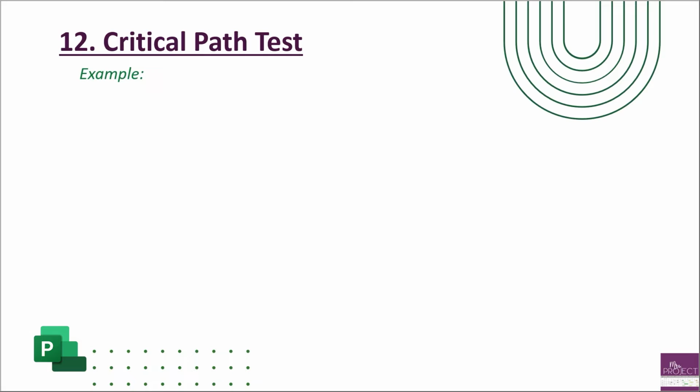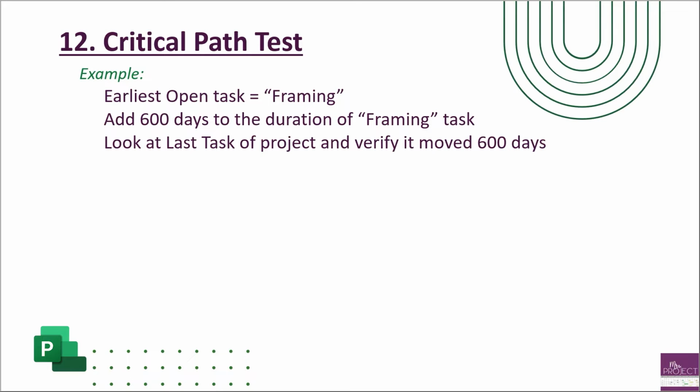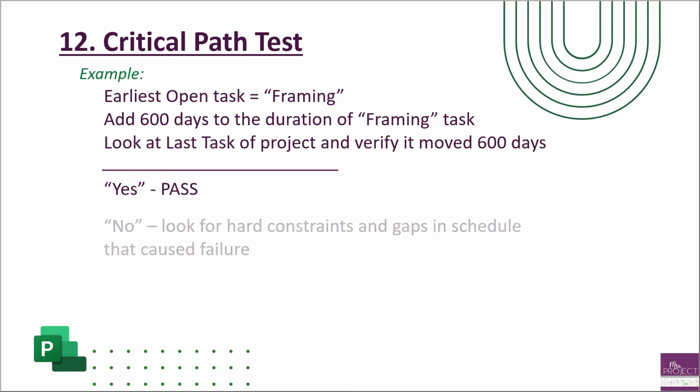So here's an example. Let's say our earliest task is framing. That's the one that's currently in progress. We're going to add 600 days to that duration of the framing task. Then we're going to go down to the very last task of the project, which is our project complete or the move-in date. And we're going to verify that it also moved out 600 days. If it did, we pass. Metric is good, easy enough. If we fail, then that means we need to go look for any hard constraints or gaps that are in the schedule that caused that failure.